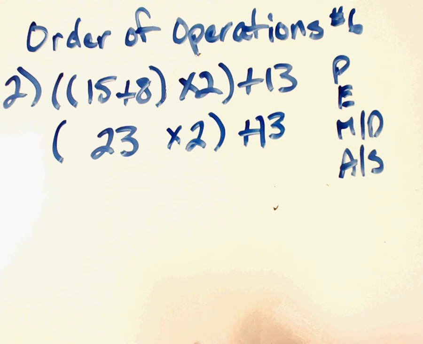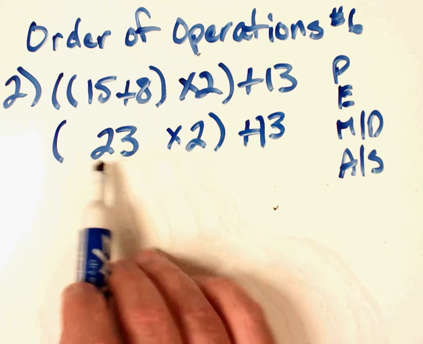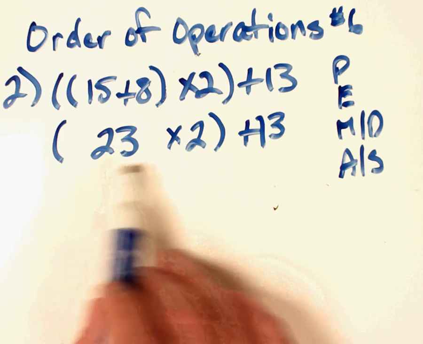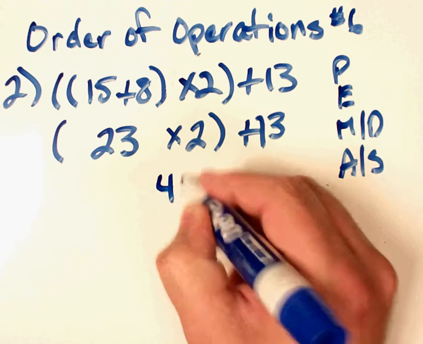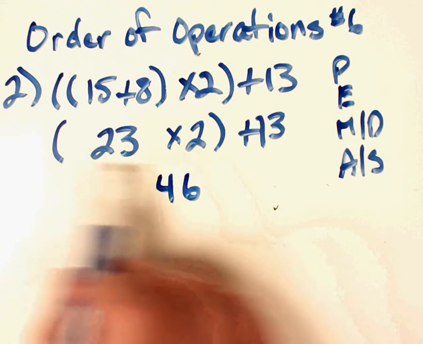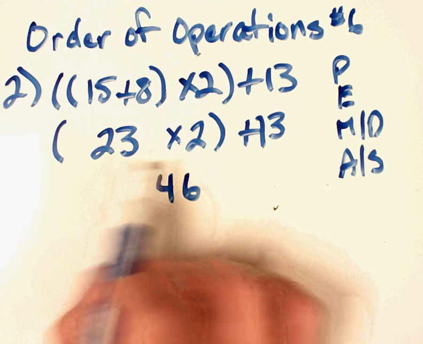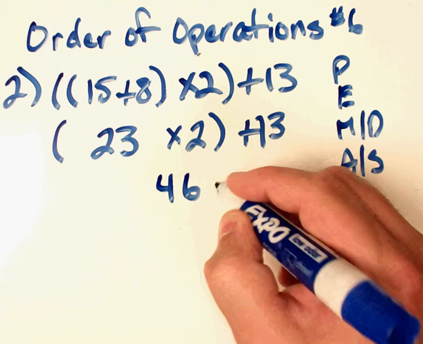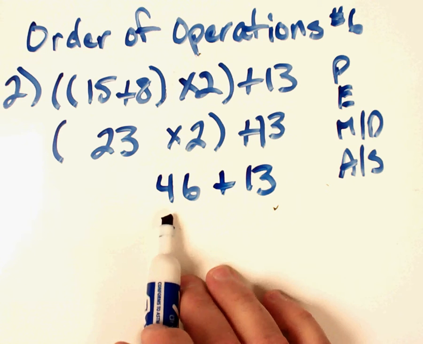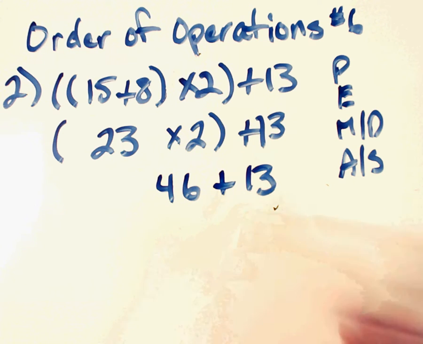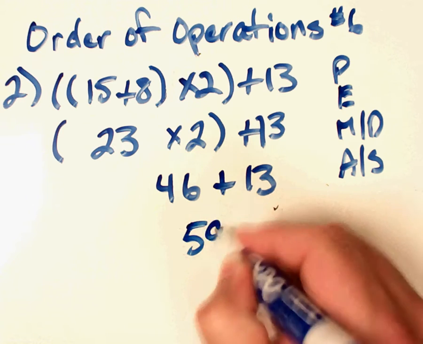Okay. Next operation is the one inside the parentheses, so it's 23 times 2, which gives me 46. Again, once I've done the operation in the parentheses, those parentheses can go away. Rewrite the rest of my problem. And then 46 plus 13 gives me 59.